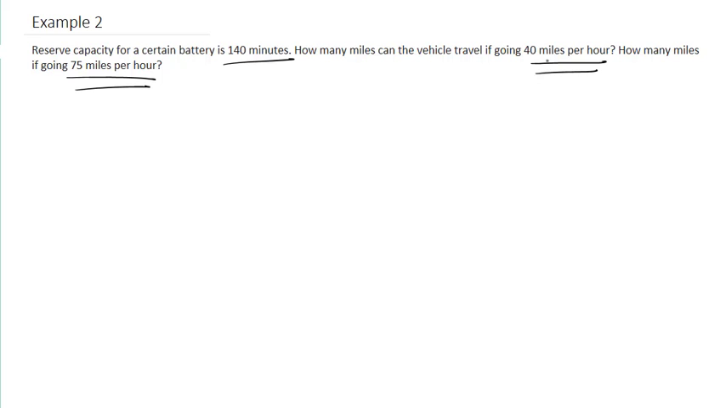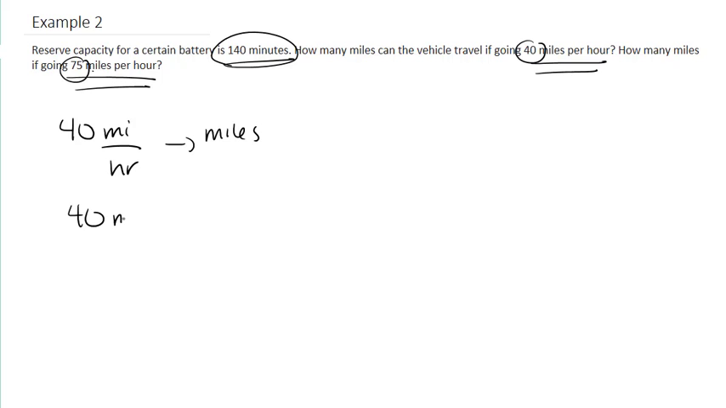So for this problem, we're going to convert both the 40 miles per hour and the 75 miles per hour into just miles. And so how we do this is this is miles per hour and we have minutes. So we need to convert 40 miles per hour just to miles. And so how we do it is we use this 140 minutes.